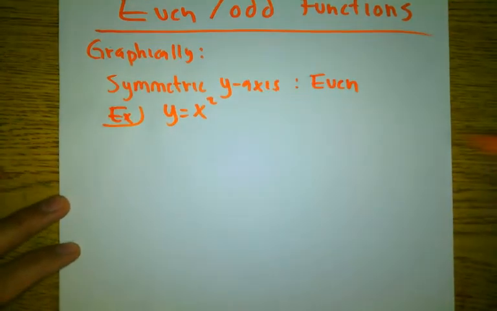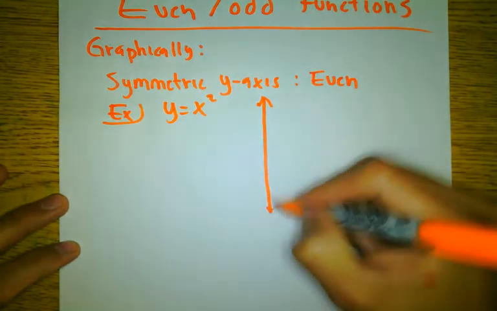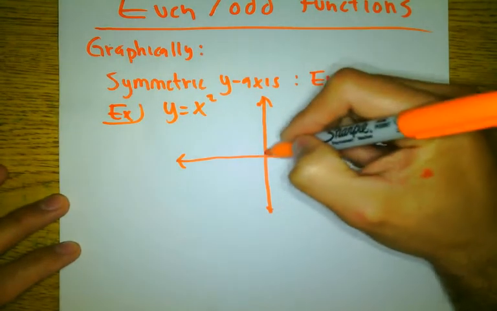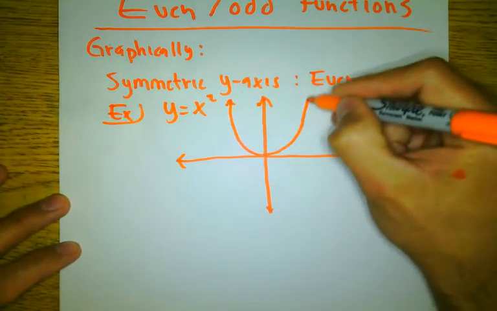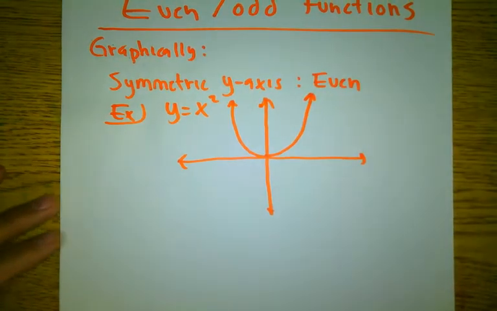Okay? The graph of y equals x squared looks like this. Do you guys see how there is symmetry along the y-axis? Cool. If there's symmetry along the y-axis, then it is considered an even function. Cool? Questions about that? All right.